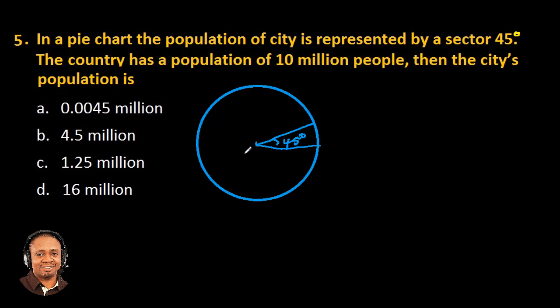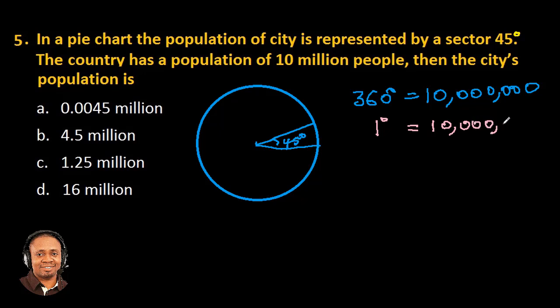Okay, and the entire population is the angle at the center, which is 360 degrees. That is 360 degrees, and we were told that that is equal to 10 million people. We're going to use one simple way to find the population of the city. First, by knowing what 1 degree is equal to in that population. And we can get this by dividing the total population, that is 10 million, by 360.